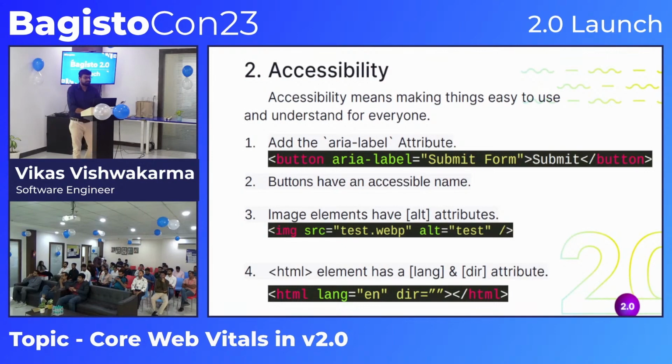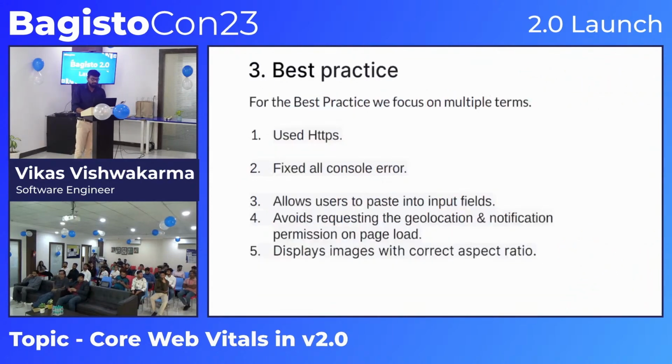Second point is accessibility. Accessibility means making things usable and understandable for everyone. Use aria-label for supporting elements. For example, if you are not using a label tag in a form, then use aria-label so it can be understood. Also define a name on the button element. Third point, set the alt attribute on images, and fourth point, set the lang and dir attributes on the HTML element.